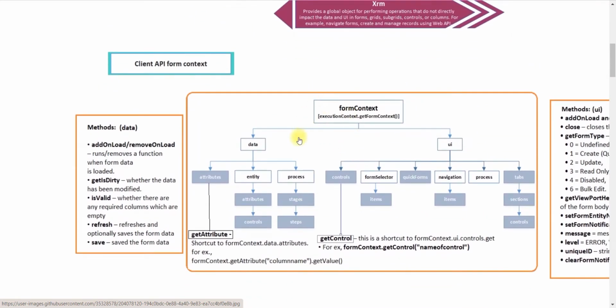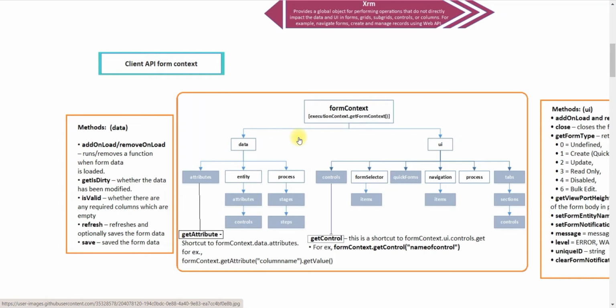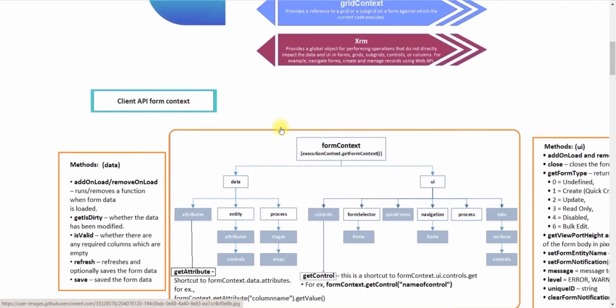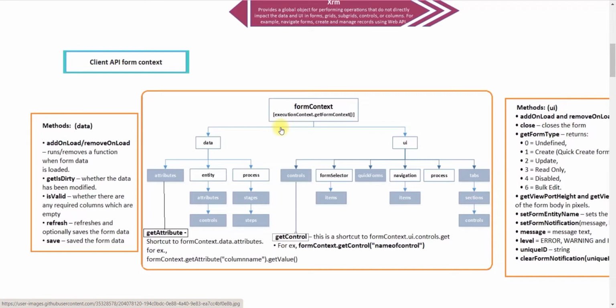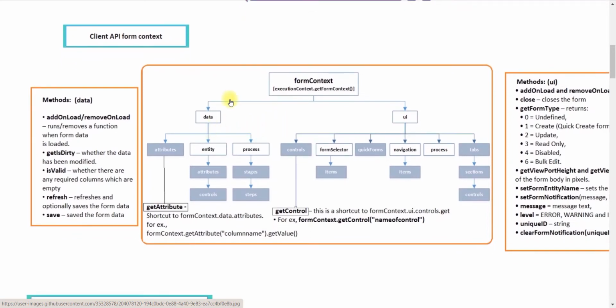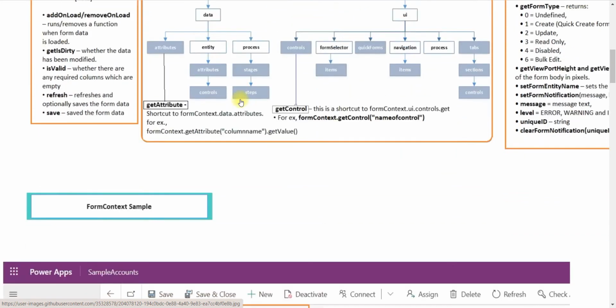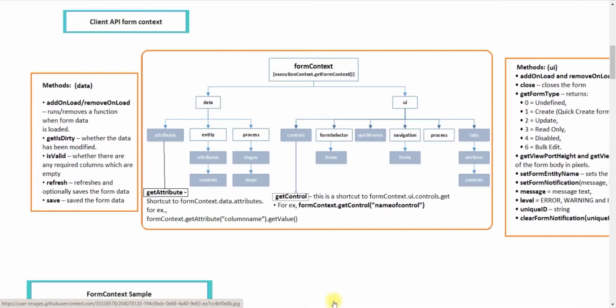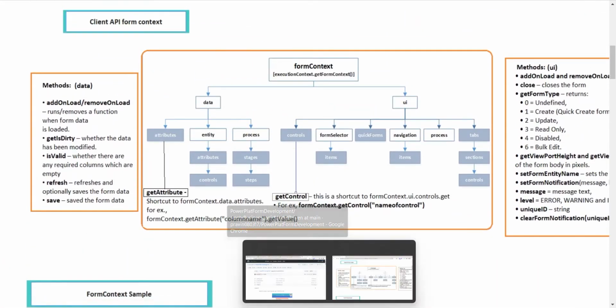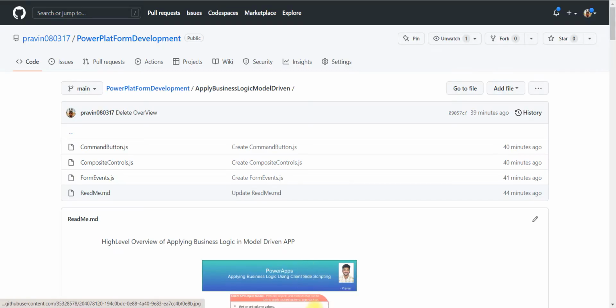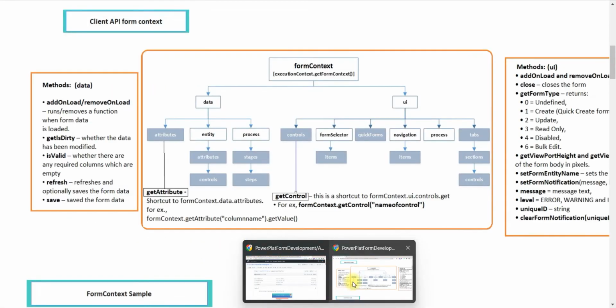Let's review what objects and properties are available in the form context. Whenever a user loads the form, we can write business logic in the form. I'll show you a demo first so that we'll understand it much better. So go to Power Apps.